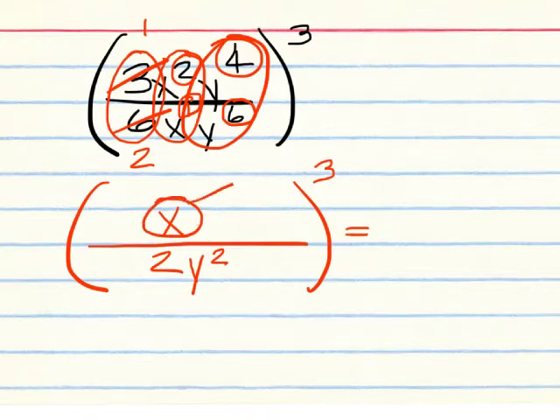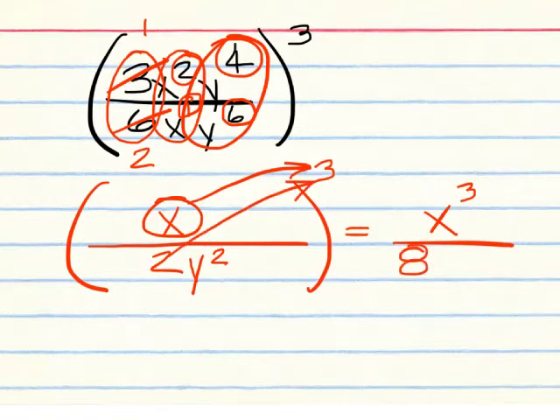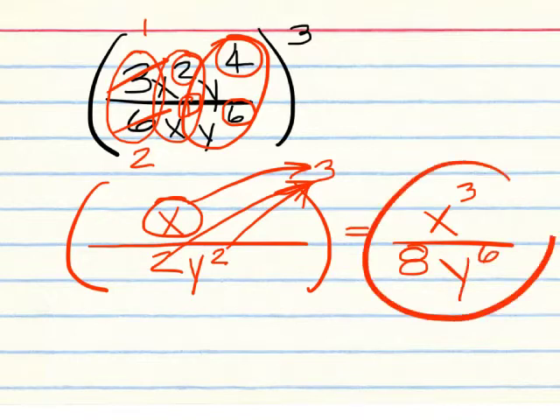X on the top here to the third power is x to the third. On the bottom, 2 to the third power is 8. That's the same as 2 times 2 times 2. And then y to the second to the third power, you multiply the exponents. 2 times 3 is 6. X to the third over 8y to the sixth is your final answer.